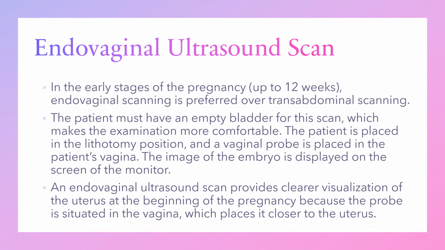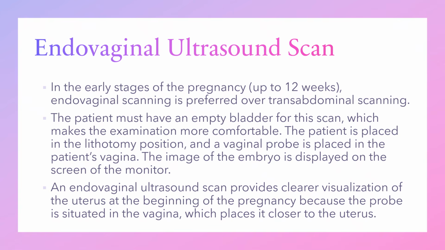Next one that we have, this one is the first one that they're going to have when they find out that they're pregnant, and the patient should be aware that they're going to have this type because it can make some people uncomfortable. In the early stages of pregnancy, up to 12 weeks, endovaginal scanning is preferred over transabdominal scanning. This is because when the baby is really, really small, your uterus is small, the baby is small, it's harder to see. You have more tissue to go through on the abdomen. So with the endovaginal, they can see things up a lot better.